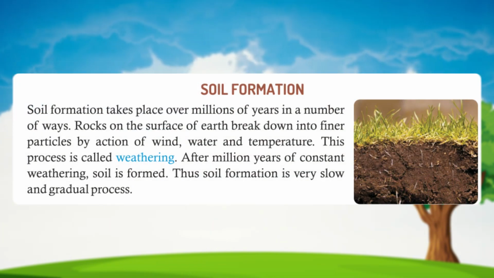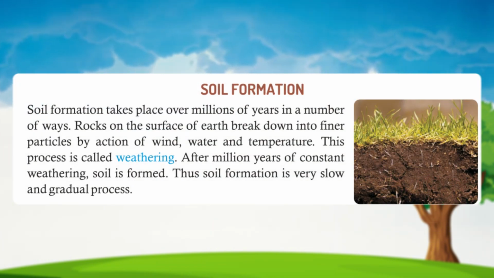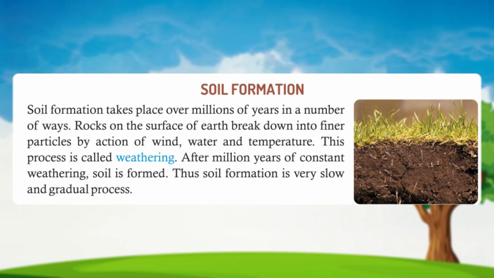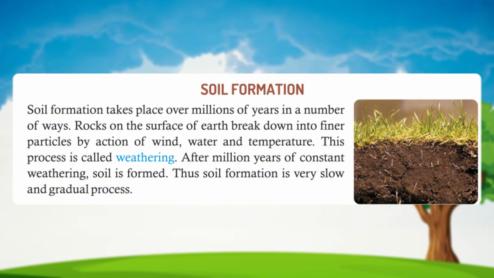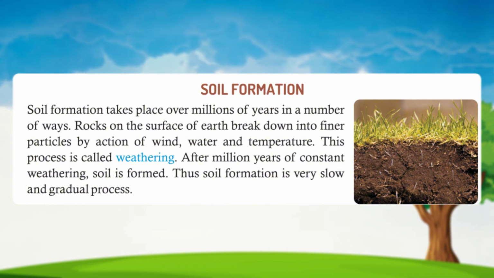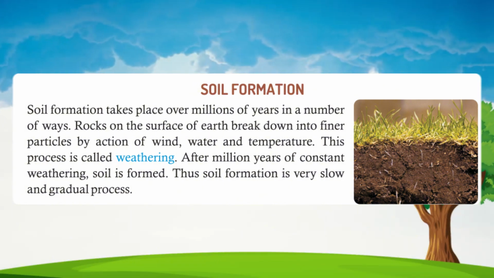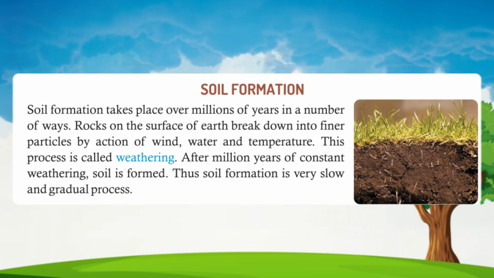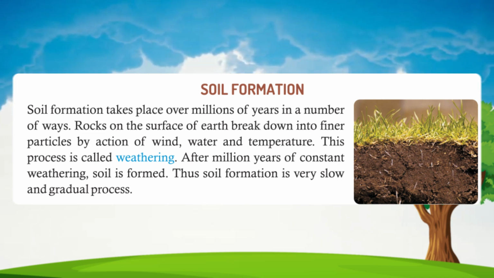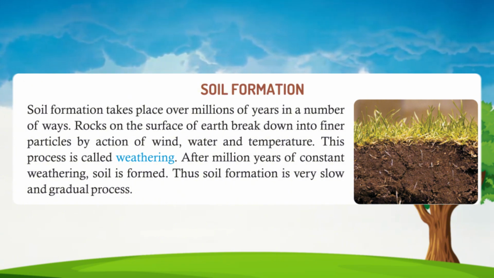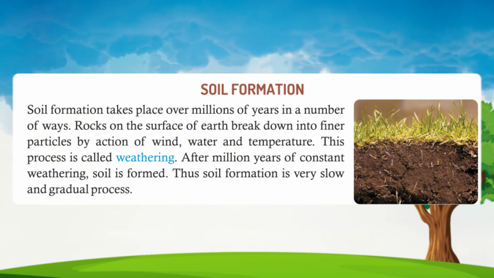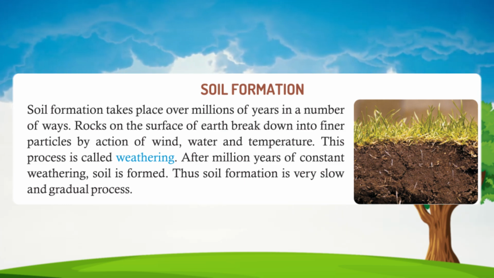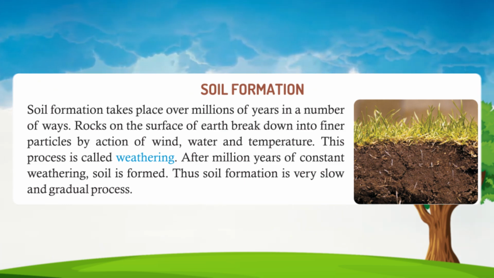Soil formation. Soil formation takes place over millions of years in a number of ways. Rocks on the surface of Earth break down into finer particles by action of wind, water and temperature. This process is called weathering. After million years of constant weathering, soil is formed. Thus, soil formation is a very slow and gradual process.